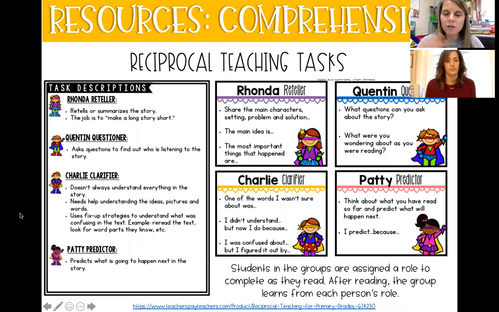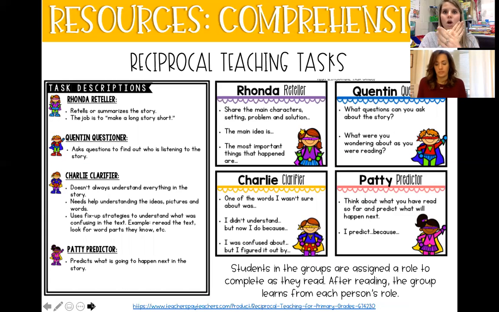Just some other little tidbits for comprehension with the group. And this doesn't have to be with chapter books. It can be with picture books as well, giving them different reciprocal teaching tasks, making it a little more meaningful for them, getting them a little more involved. These are just some examples of some that you can do where students are assigned a different role, and after reading, each person gets to share their part, and it gives them a meaningful time to talk.